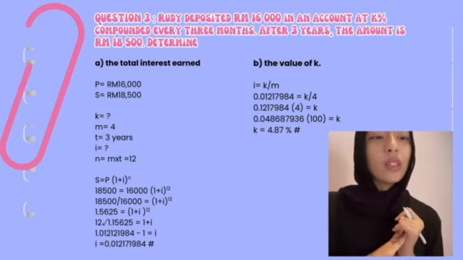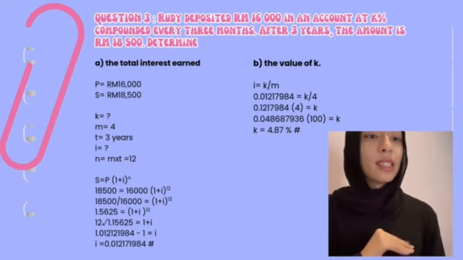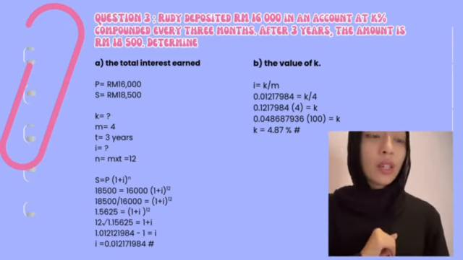So first, to find the total interest earned, we use interest equals final amount minus principal. So the interest earned is 18,500 ringgit minus 16,000 ringgit. This gives 2,500 ringgit of interest.